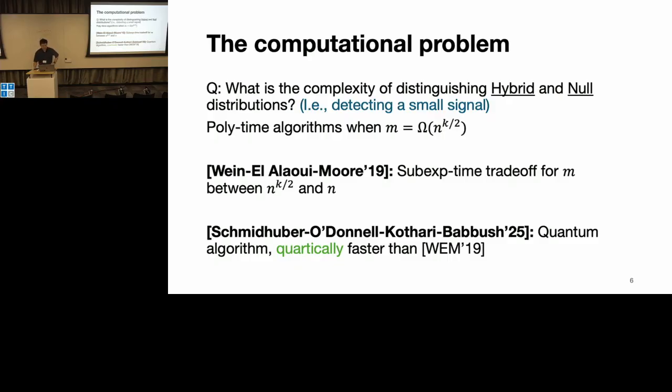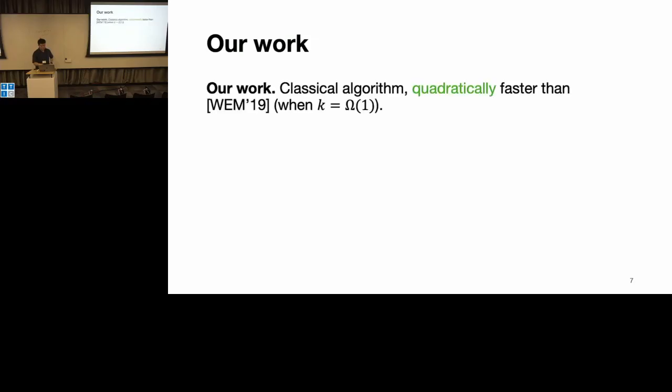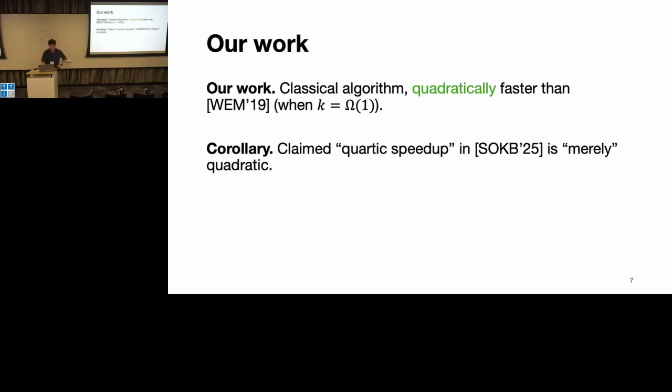Yeah, exactly. Okay. And then from last year, there was this paper by Schmidt, Huber, and Ryan, one of our co-authors, and Quadratic and Babouche, who showed a quantum algorithm which is quartically faster. It's sub-exponential, but it's still quartically faster than the sub-exponential time algorithm that was known from this 2019 paper. And the main result of our work is a quadratically faster classical algorithm for this same problem, at least when the arity is larger than a very large constant. What this means is that this quartic speedup in this quantum paper is actually only quadratic, again, at least in the case where the arity is a large constant.